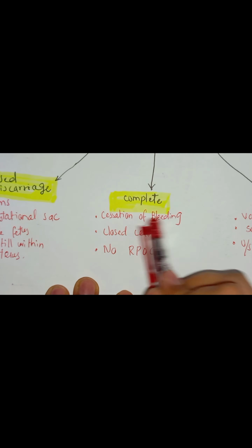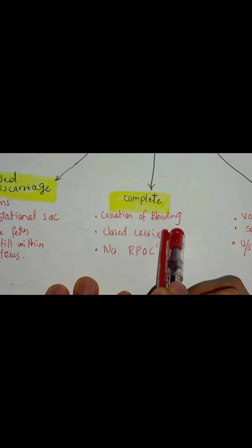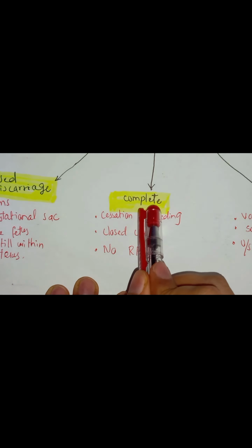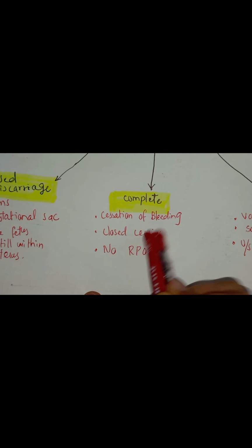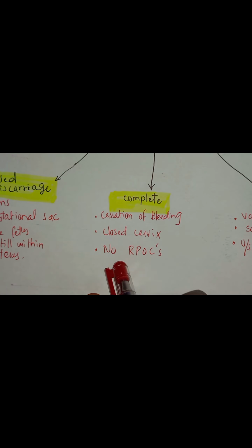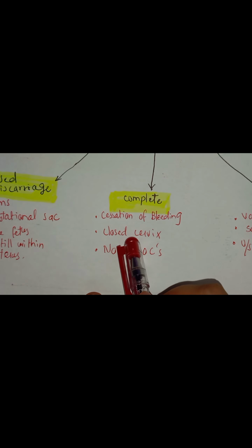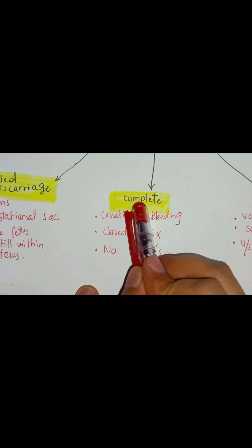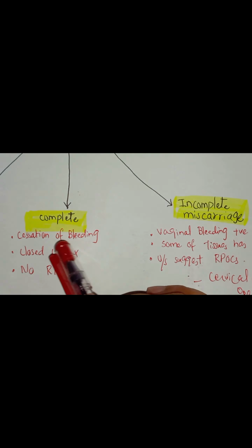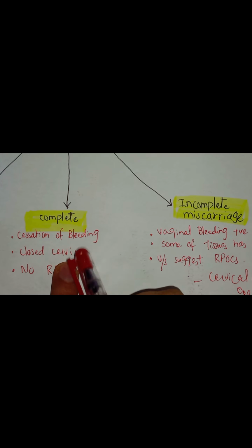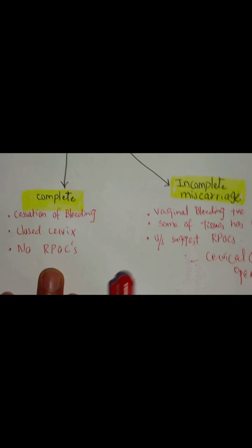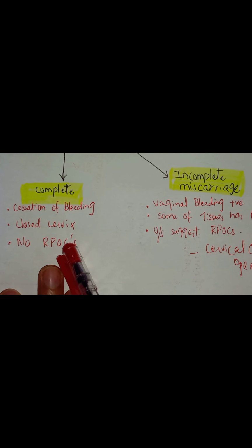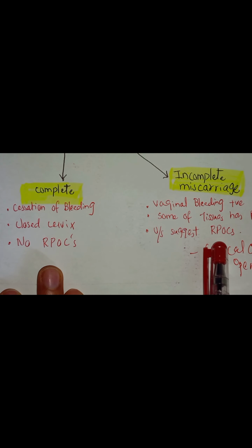Then what is the complete miscarriage? The patient has gone for the bleeding. The bleeding started, and the products of conception are completely expelled from the uterine cavity, and there are no RPOC. Cervical os is closed. So the differentiating point between complete and incomplete miscarriage is the cervical os. Cervical os is closed in the complete miscarriage. It is open in the incomplete miscarriage, and there are no RPOCs in the complete miscarriage, but RPOCs are still present in the incomplete miscarriage.